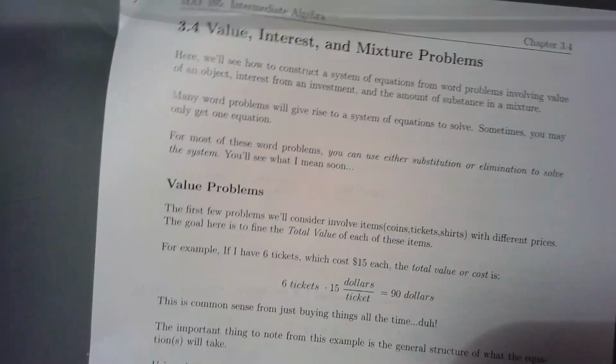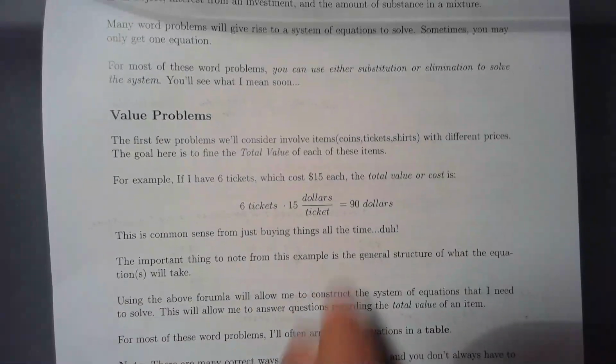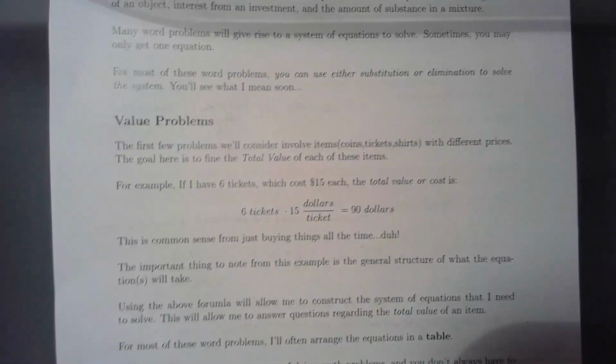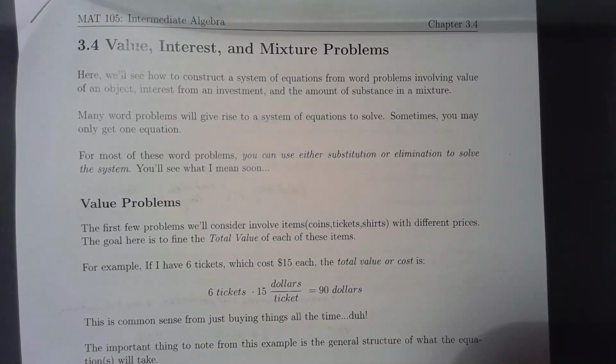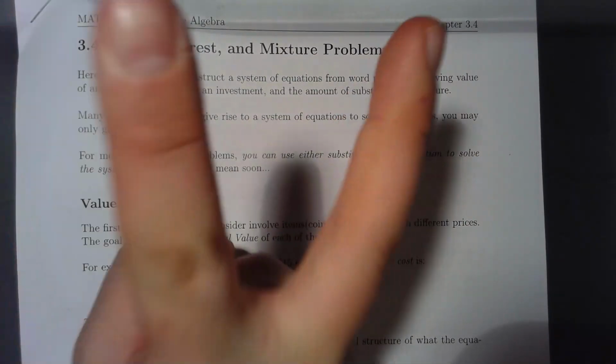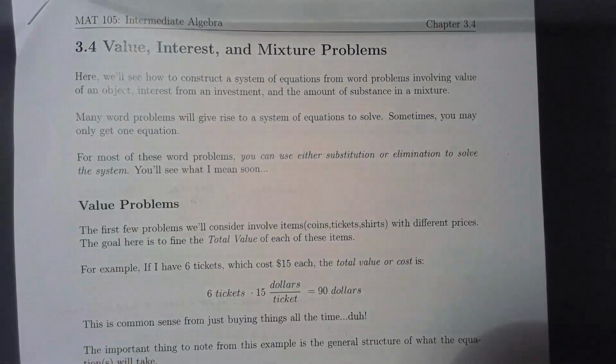So yeah, these word problems, whether you're dealing with value, interest, or mixture, they all stem from a very basic formula. Setting up the table, in my opinion, is the trickiest part of this, but it's really not that tricky. I like using tables because you don't have to think about the formula. You can just fill it in and use the table. The formula just comes out of the table.